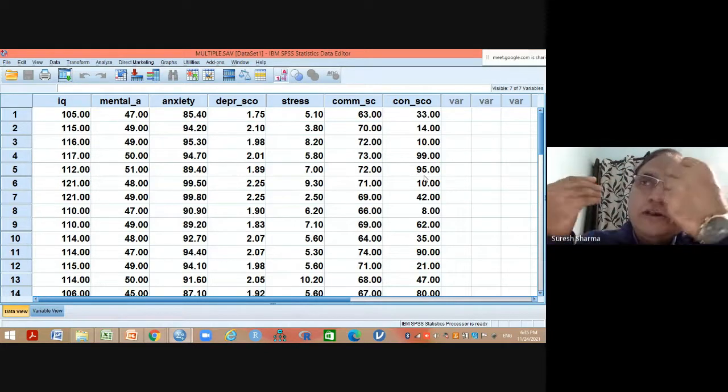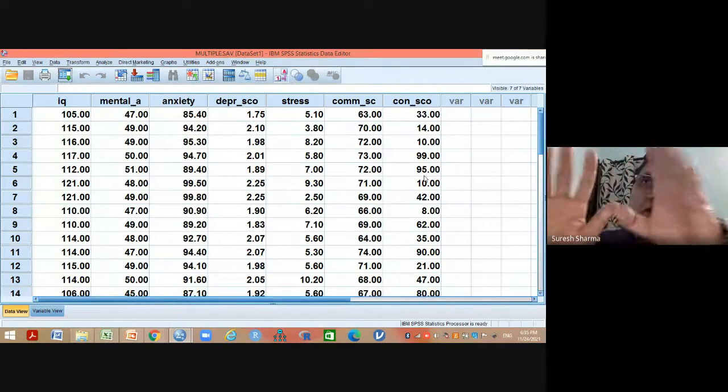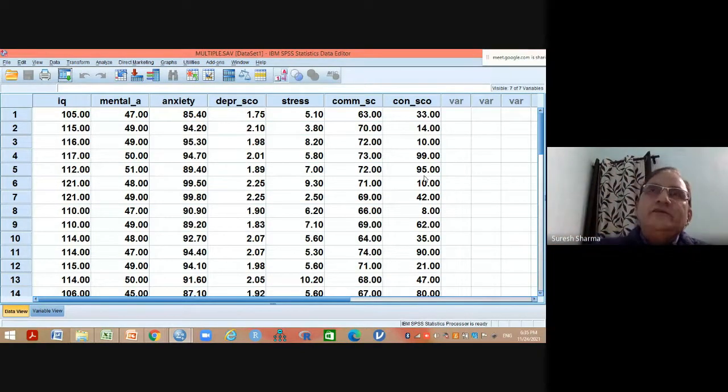And some people don't even report the ANOVA table. They simply write R square was this much and this is our predicted equation. That's it. But I know if there is a difference between R square and adjusted R square, the ANOVA table value will come out to be non-significant. And if that is non-significant, you cannot apply this model at all.